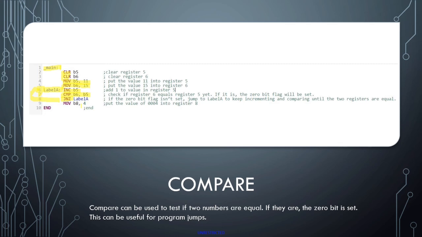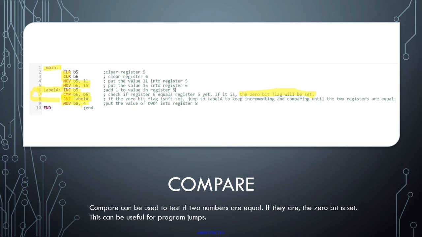Once B5 is equal to B6, the 0 flag bit will be set. Again, look in the comments if you need a reminder. That means this jump if not 0 won't be activated. We won't jump up to the label then, because the 0 bit is set. So we'll just move on to the next code.